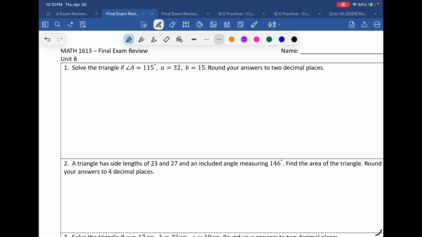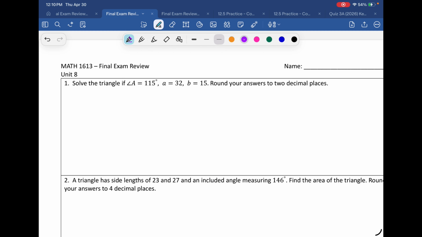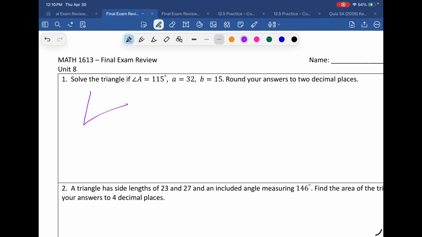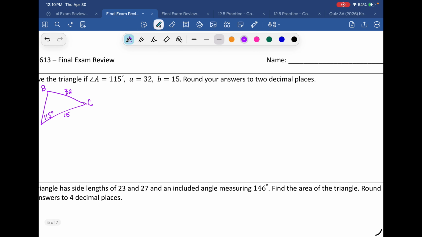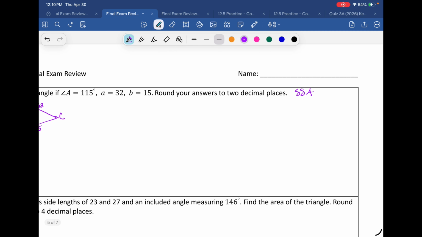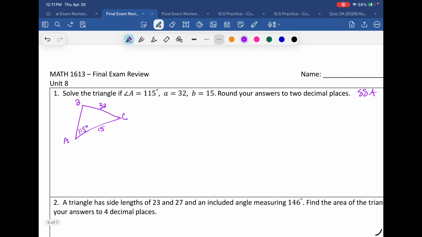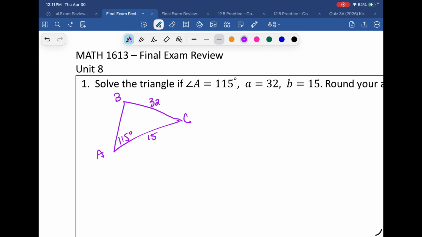Okay, solve the triangle. If angle A is 115, side A is 32, side B is 15. So we draw our triangle. Angle A is 115 degrees, side A is 32, side B is 15. So we've got side angle. So this is law of sines. It is also the ambiguous case. You have the possibility of having a second triangle. Now, one thing that helps is if your given angle is obtuse, excuse me, you're only going to have one triangle.